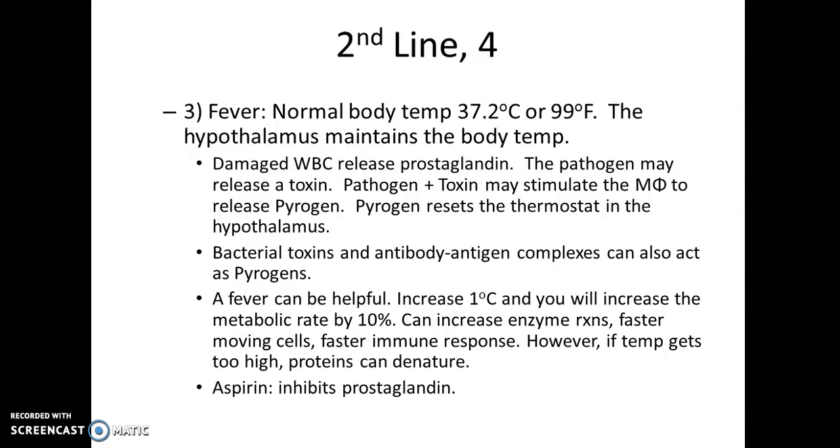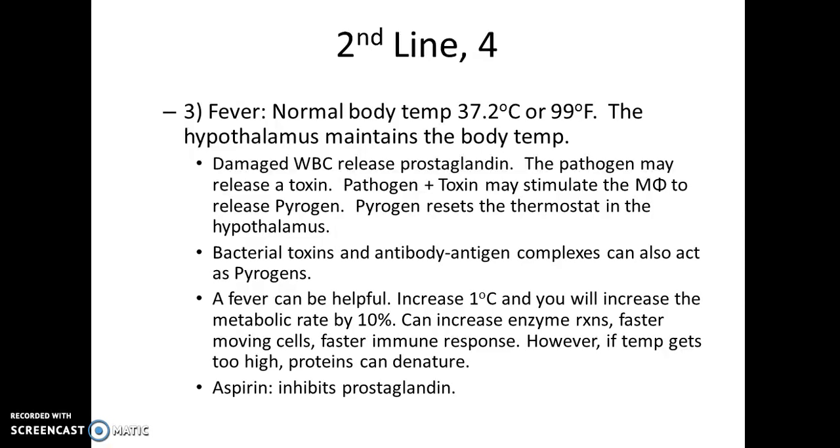Now, damaged white blood cells release prostaglandin. We know that. The pathogen may also release a toxin. Now, the pathogen plus toxin may stimulate the macrophages to release pyrogen. Now, pyrogen will reset the body's thermostat in the hypothalamus. Bacterial toxins and antibody-antigen complexes can also act as pyrogens and cause the hypothalamus to readjust your body thermostat.